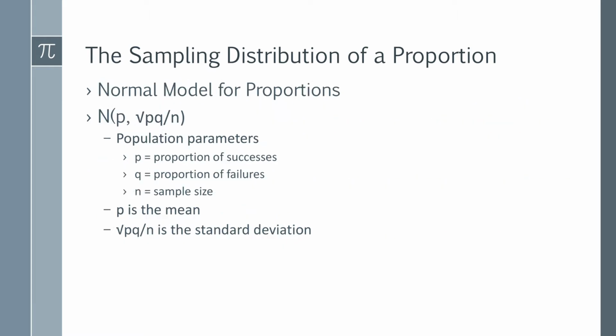In an earlier chapter, we talked about the normal model with a mean of mu and a standard deviation of sigma. Now here we're looking at the normal model specifically for proportions, where p is the mean and the square root of p times q divided by n is the standard deviation. P represents the proportion of successes, q represents the proportion of failures, and n is our sample size.